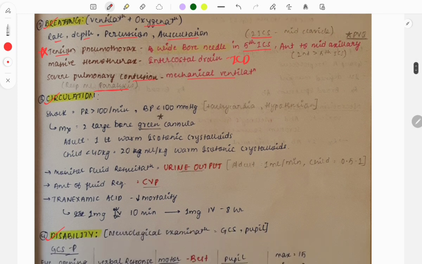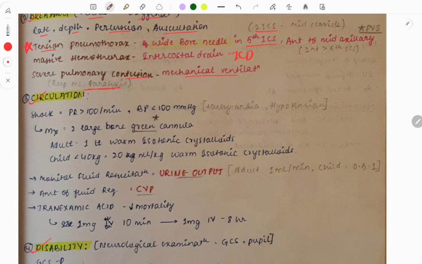Then the third important point, that is the circulation. You need to first look at the two parameters, that is the pulse rate and the blood pressure. And if there is tachycardia, the pulse rate more than 100 beats per minute and hypotension, BP less than 100 mmHg, then we will be calling it as a shock.